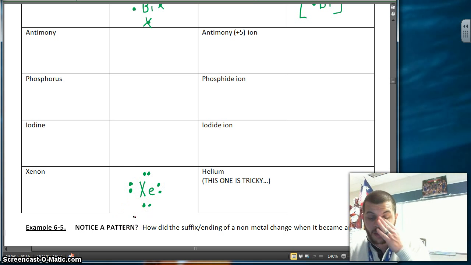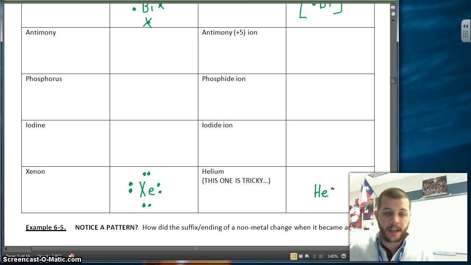Okay, so now can xenon form an ion? Of course, it's not going to form an ion because it already has a full valence shell. It doesn't have to become isoelectronic with anyone because it already has a full valence shell. Okay, so now let's do helium.